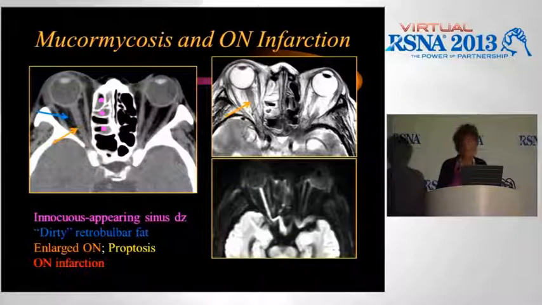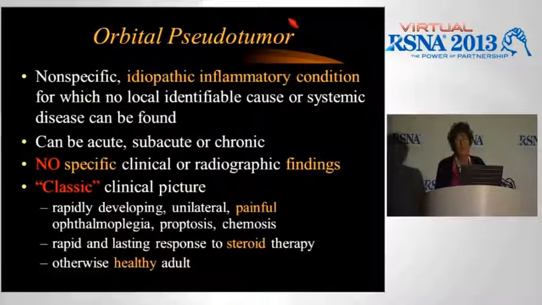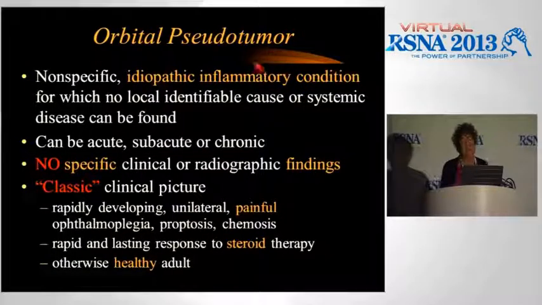Now, we've looked at a number of infections, and this has not been a component. This is very, very worrisome. Notice there's proptosis, particularly on the right side. And of course, once you see the dirty retrobulbar fat, the optic nerve enlargement, the proptosis, and this innocuous appearing sinus disease, you have to go on and do optic nerve infarction. The patient was actually blind in that eye, and you can see that there is an infarct of the optic nerve. Now, orbital pseudotumor is an interesting condition.